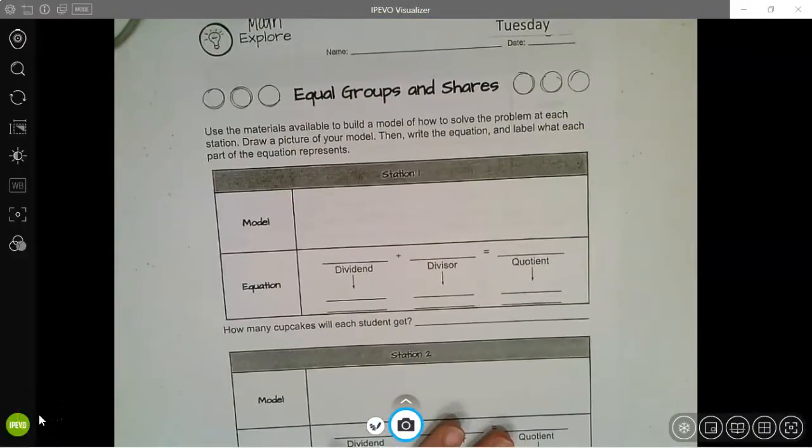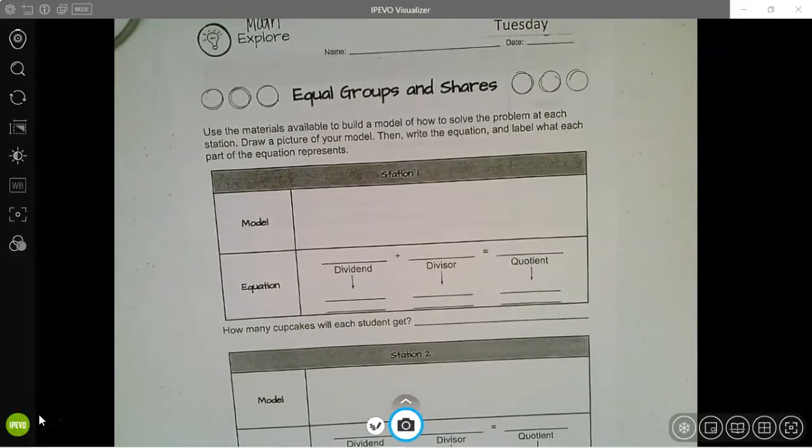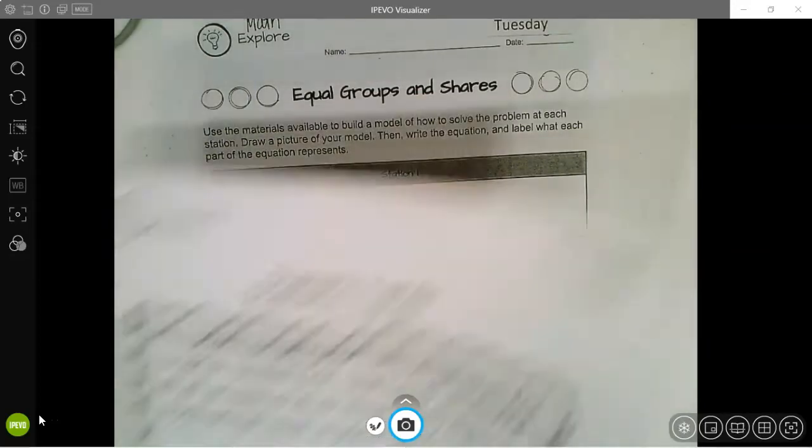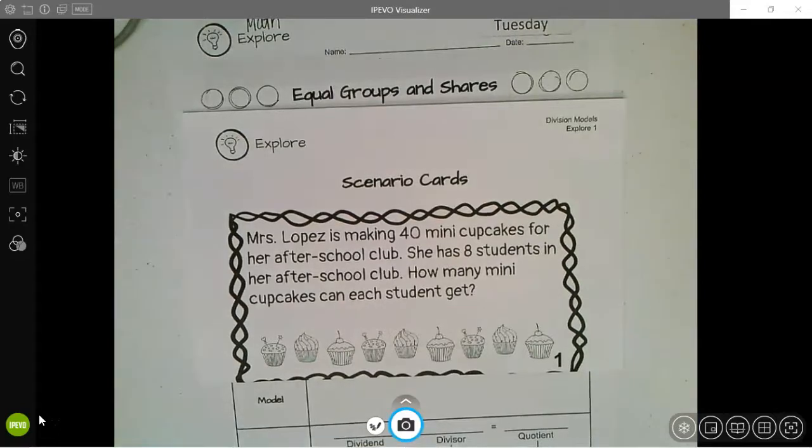Okay guys, so now we're going to work on what we did on the board. I'm going to start with my scenario cards, and we're going to model how we can divide into equal groups. My first one says, Miss Lopez is making 40 mini cupcakes for her after-school club. She has 8 students in her after-school club. How many mini cupcakes can each student get?